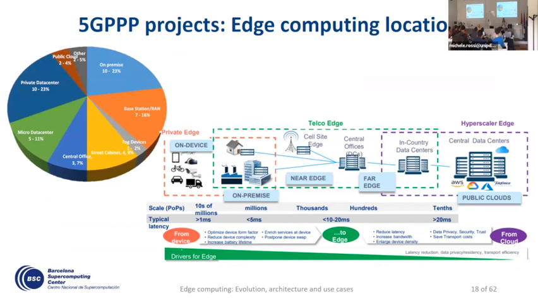Well, there isn't one. If you see this pie here, you can see that 23% were using a private data center, 23% again on-premise installations. But then you also have close to the RAN, at the street level, at the micro data center, so you have different solutions. The ones that go for a more private solution are mainly projects involved in Industry 4.0 use cases, whereas the ones that use more distributed solutions at street cabinets, etc., are more relevant to smart city use cases. So you see that there are many approaches.